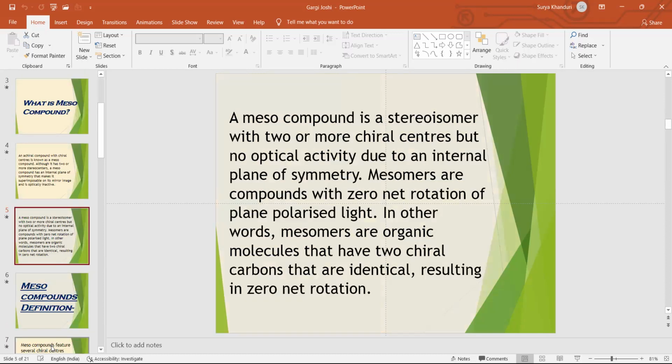A meso compound is a stereoisomer with two or more chiral centers but no optical activity due to an internal plane of symmetry. Mesomers are compounds with zero net rotation of plane polarized light. In other words, mesomers are organic molecules that have two chiral carbons that are identical, resulting in zero net rotation.